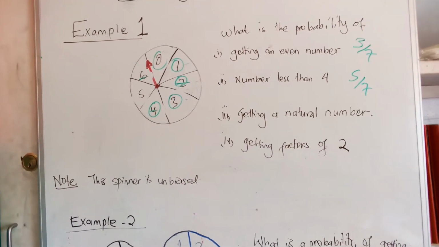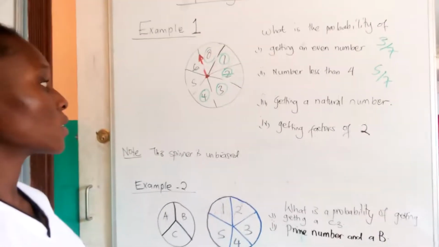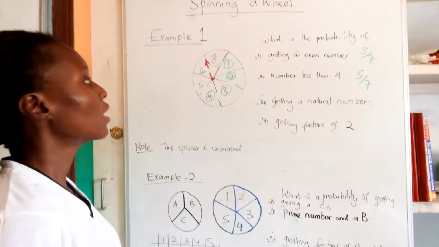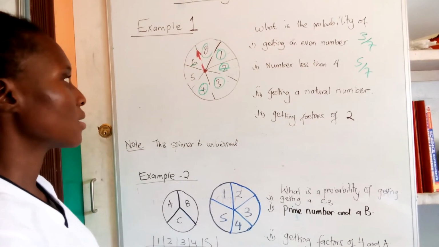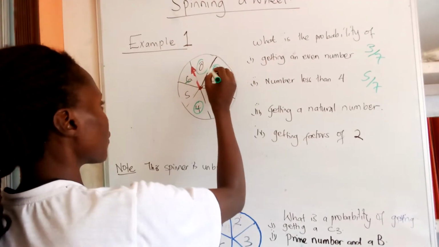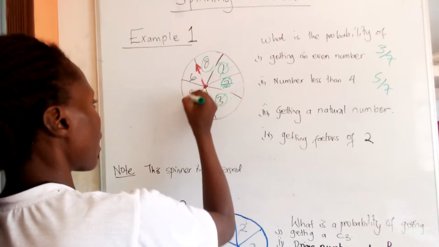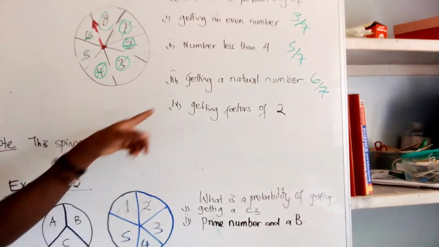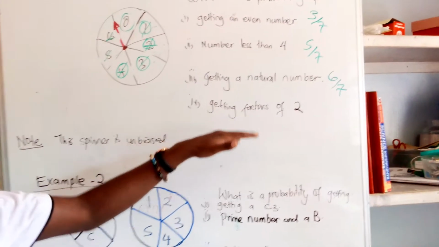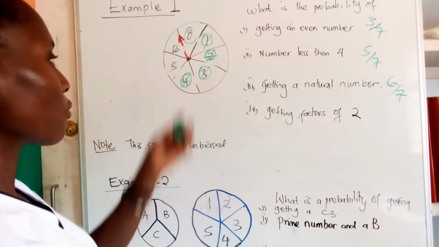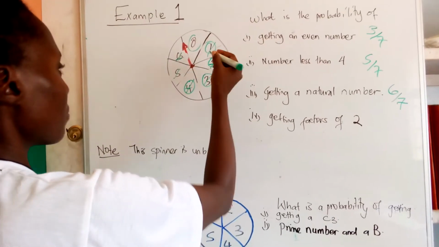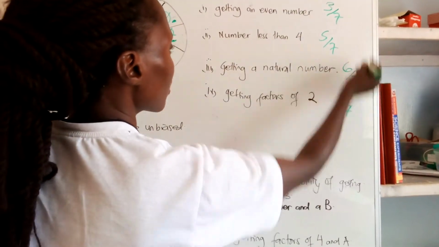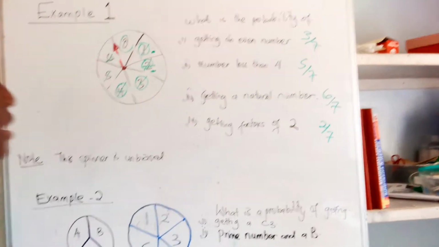Then getting a natural number. Natural numbers are counting numbers apart from 0. So if you remove the 0 from what we have, then the rest are counting numbers. And if you count them, we are going to have 1, 2, 3, 4, 5, 6. You're going to have 6 out of 7. Then last on that part, we are getting factors of 2. Factors of 2, of course we have 2 itself, and then maybe a 1. So we have only 2. We are going to have 2 out of 7. Since these ones cannot reduce, we can leave that at that.